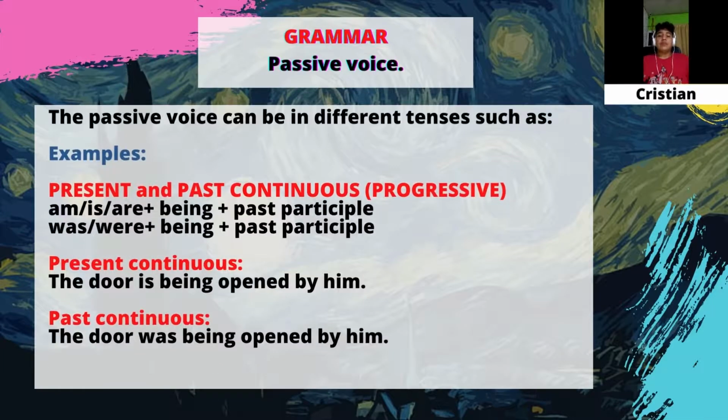Present and past continuous, progressive. Am, is, are plus being plus past participle. Was and were plus being plus past participle. Examples. Present continuous: The door is being opened by him. Past continuous: The door was being opened by him.